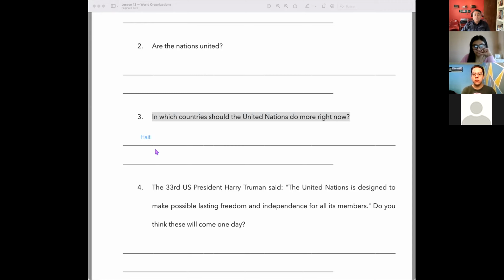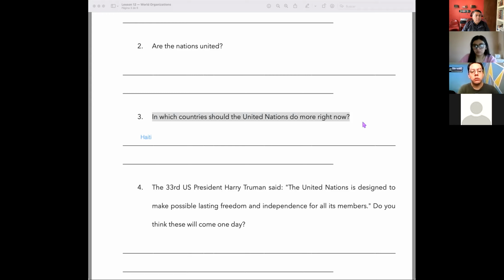Angel, what do you think? In which countries should the United Nations do more right now? I don't know. Maybe in some Arabic nations such as Iraq or maybe Israel. Maybe Israel, yeah. There are so many political problems and religion problems about the territory. And I think there is a group of people called the Cascos Azules, I think. It's like a military group of the United Nations, and they work for peace in those countries.